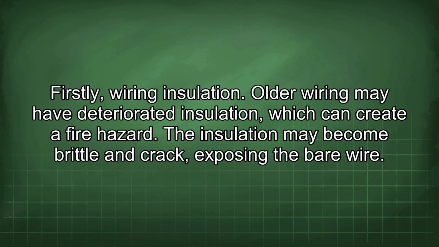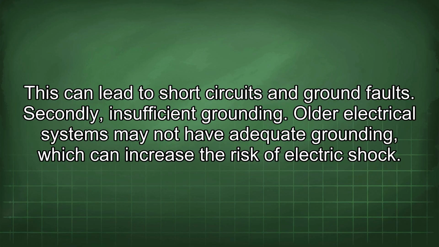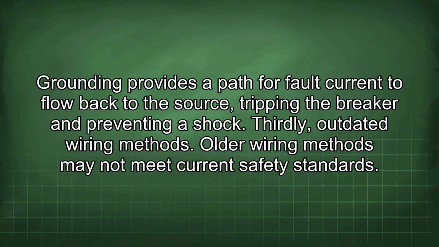Firstly, wiring insulation. Older wiring may have deteriorated insulation, which can create a fire hazard. The insulation may become brittle and crack, exposing the bare wire. This can lead to short circuits and ground faults. Secondly, insufficient grounding. Older electrical systems may not have adequate grounding, which can increase the risk of electric shock. Grounding provides a path for fault current to flow back to the source, tripping the breaker and preventing a shock.